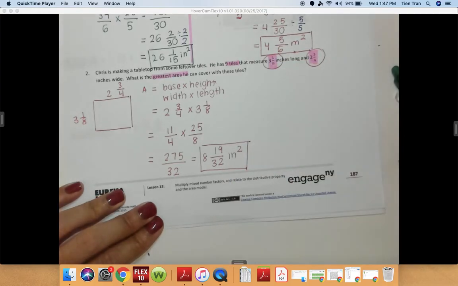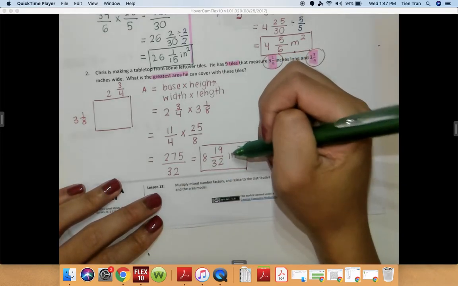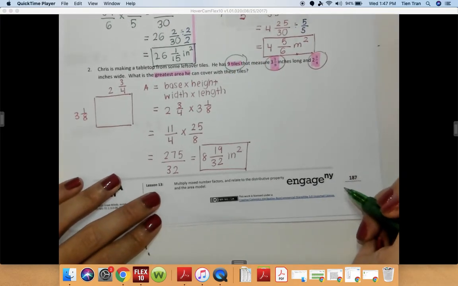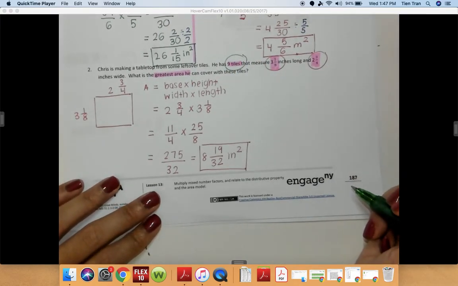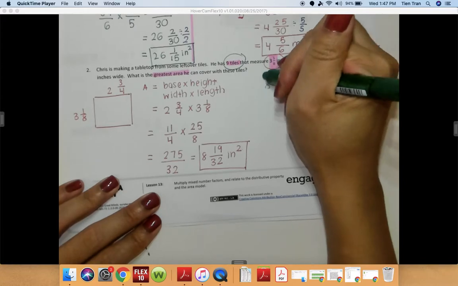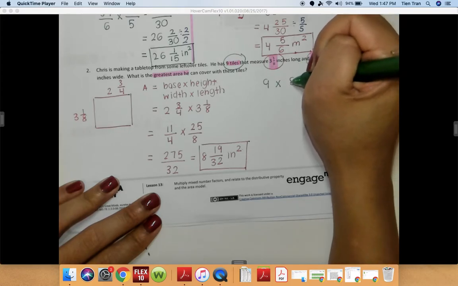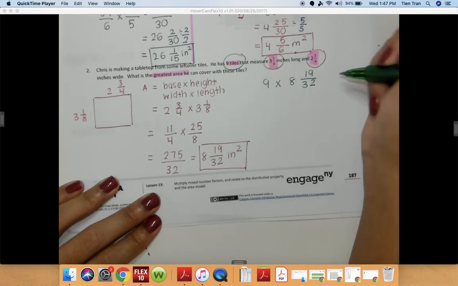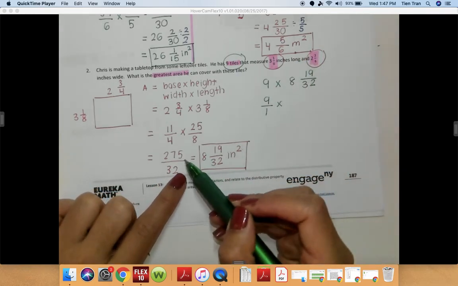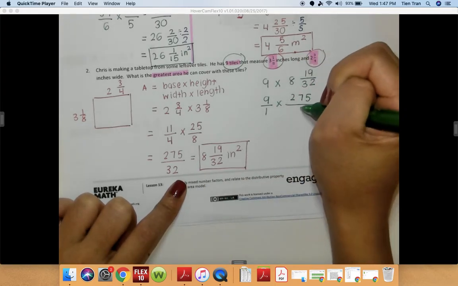Okay, now I'm going to move on to what I'm supposed to do next. I'm going to take this measurement and multiply it times 9 tiles, because he has 9 tiles. So I need to multiply 9 times 8 19/32 inches squared. Oh sorry, I said 9 and then I wrote 8 because I was looking at this number. So 9 over 1 times, and we already have this number written earlier as an improper fraction, so I can just write it down again, 275 over 32.